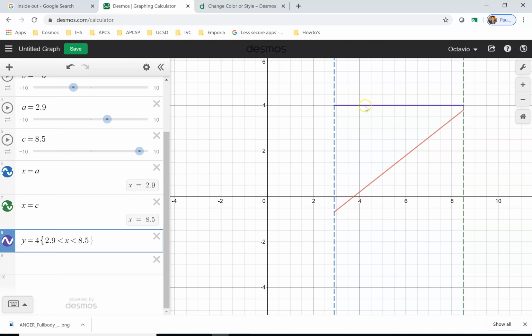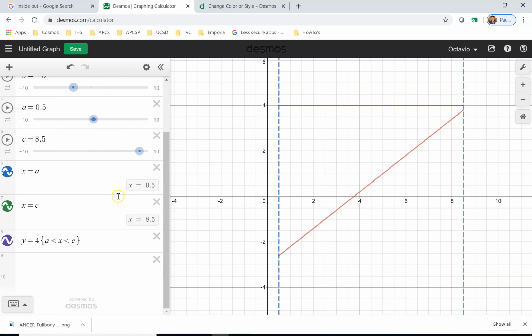And now my horizontal line starts right here at 2.9 and stops at 8.5, which also happens to be the value of a and c, right? If I put an a there and a c there, it works the same way. Now, why does it matter if I put a or c? Well, because if I change the slider here, my purple line gets bigger and smaller as well. That's to make a horizontal line.